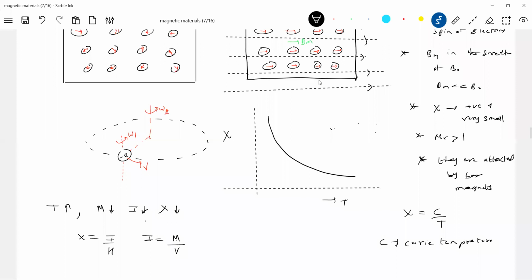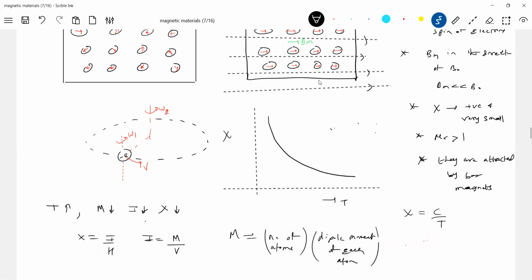What is M? What you can write? Number of atoms or dipoles into the dipole moment of each atom. I think in numericals, you are supposed to think in this way. You can ask questions of why you are not writing, and it's a constant.